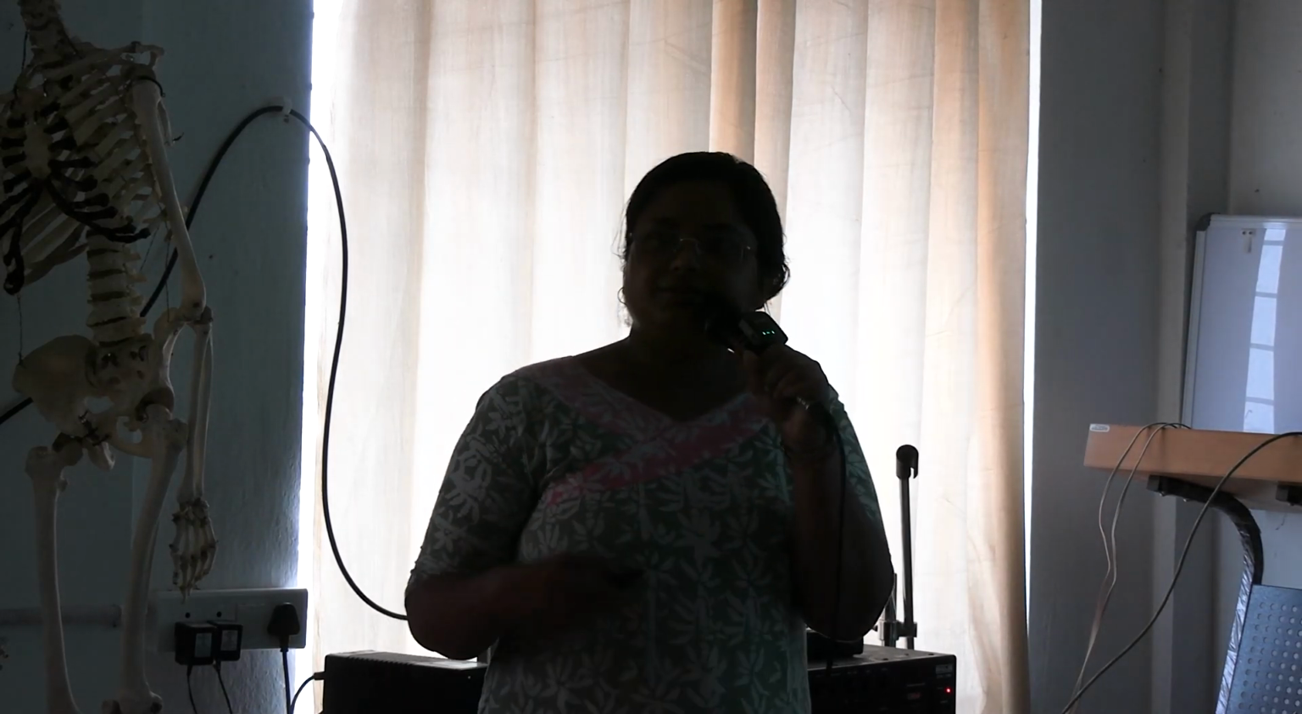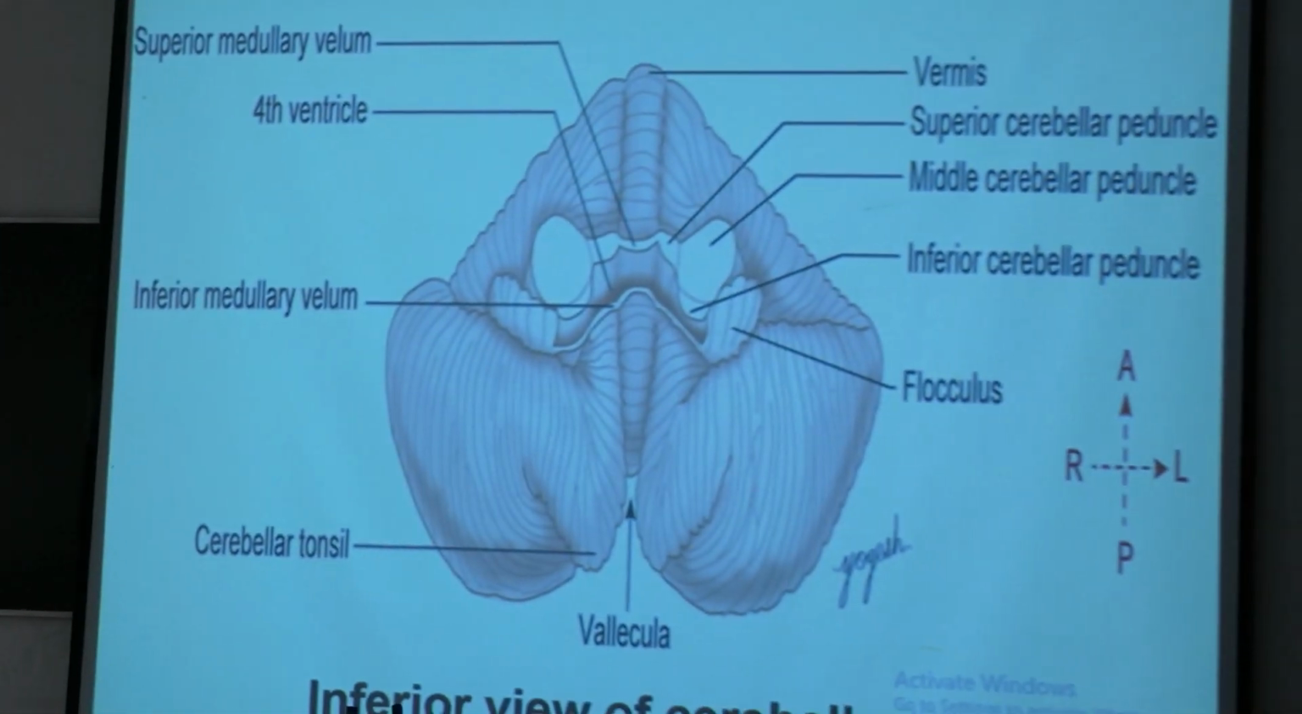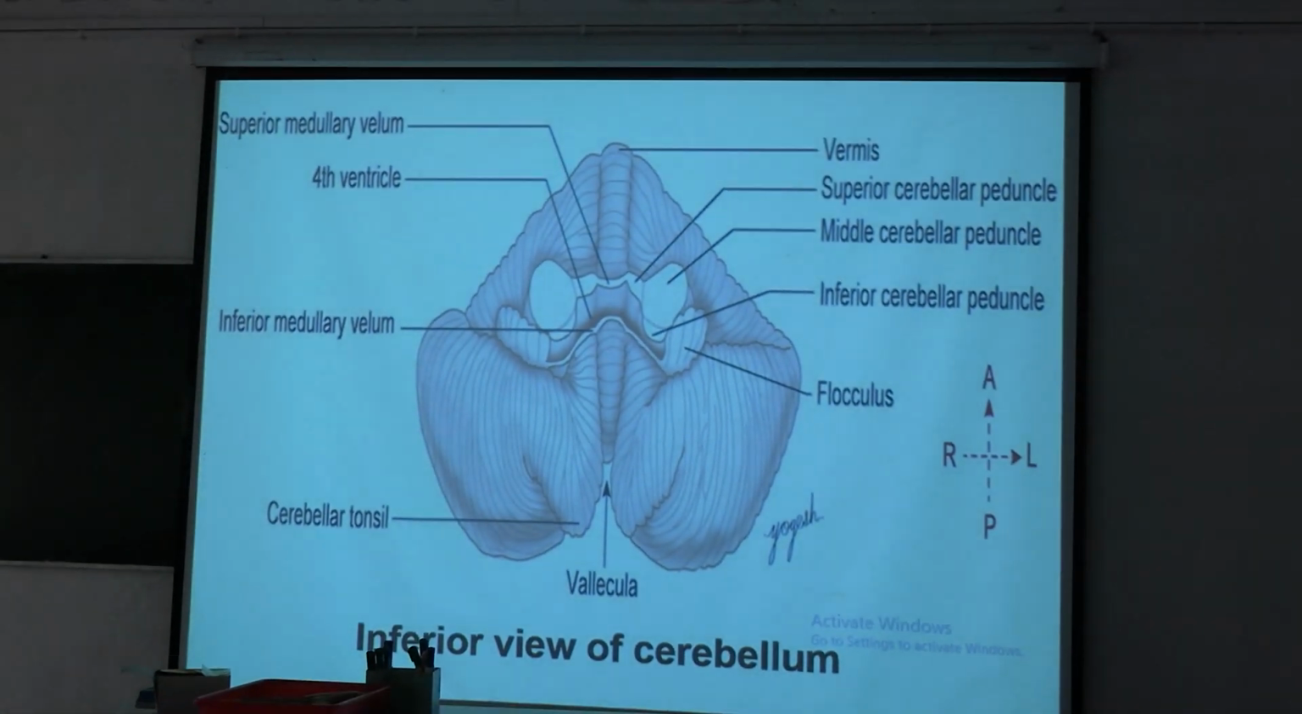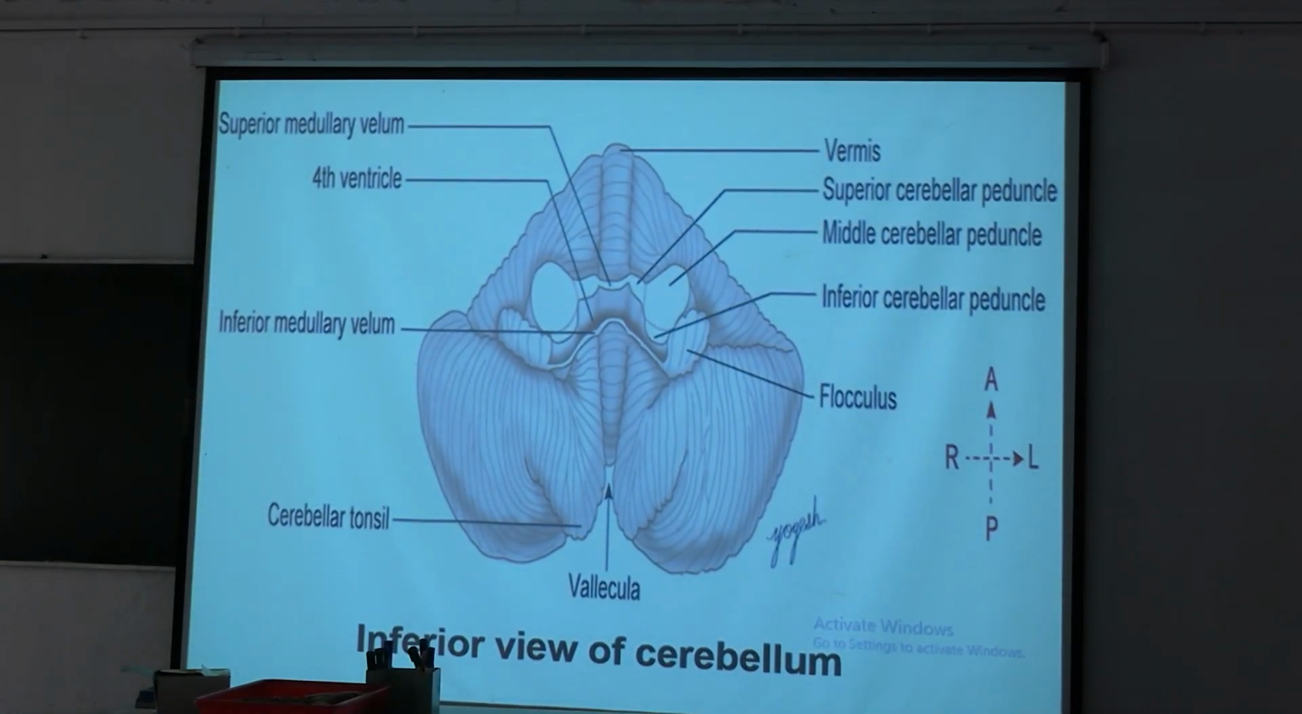The peduncles of the cerebellum can also be seen in the inferior surface: superior, middle, and inferior cerebellar peduncles, connected to the midbrain, pons, and medulla. And this is the cavity of the fourth ventricle, which is anterior to the cerebellum and posterior to the brainstem.